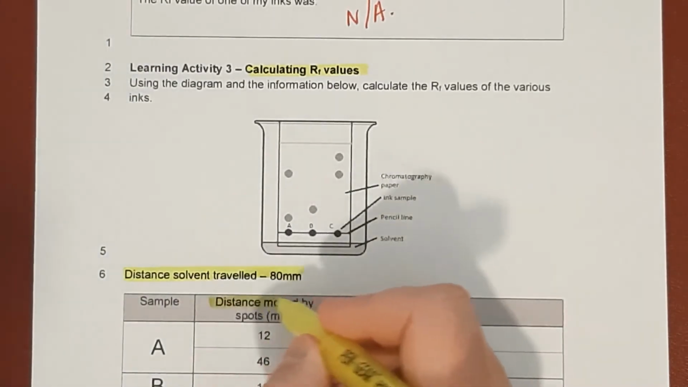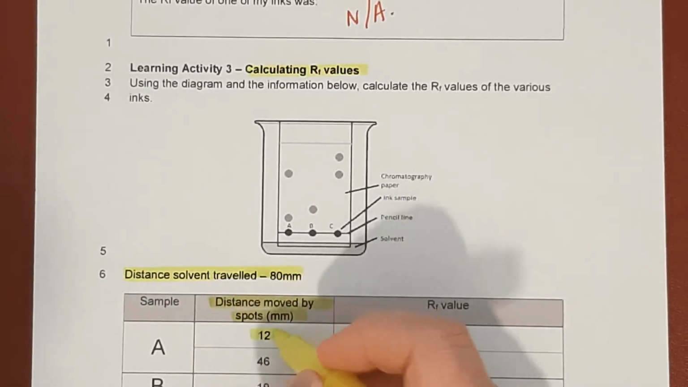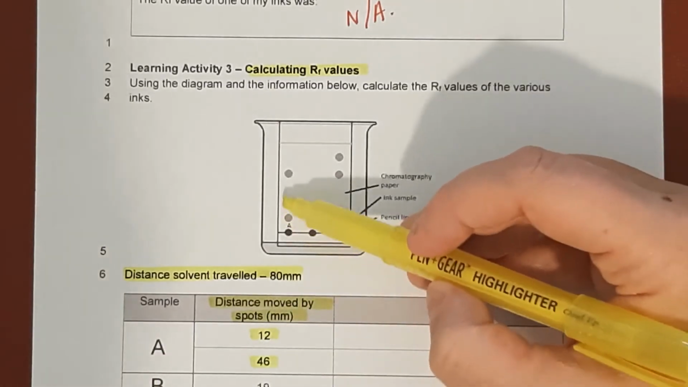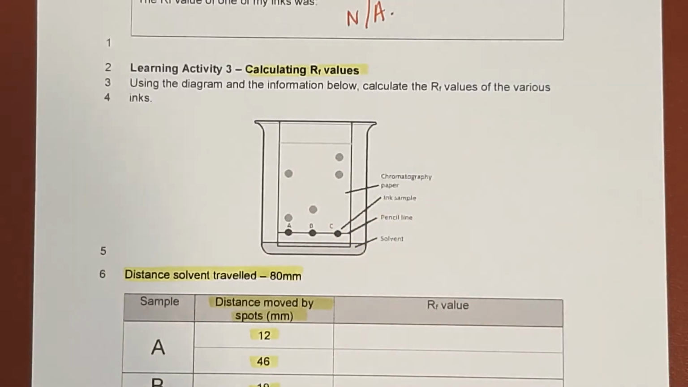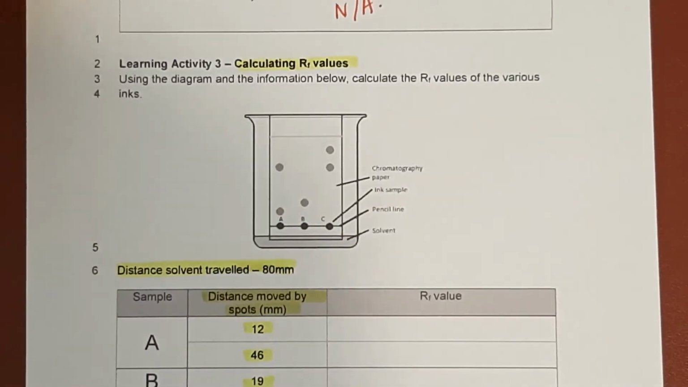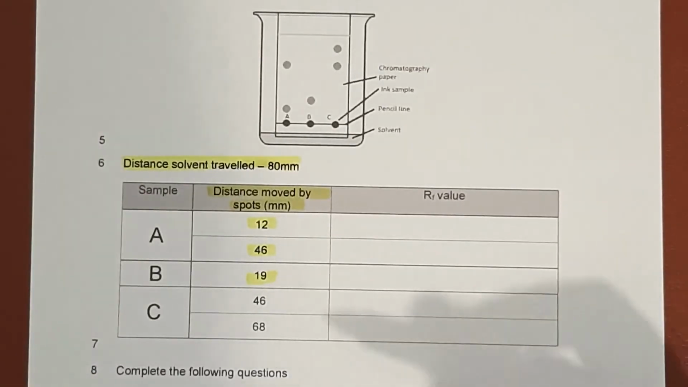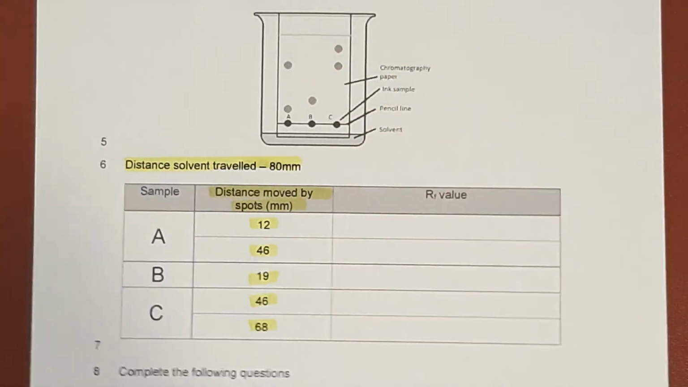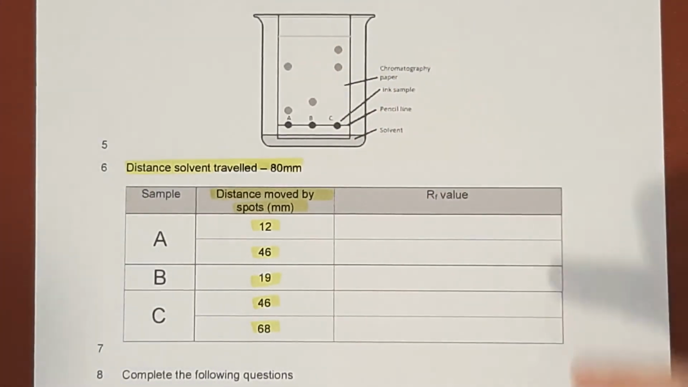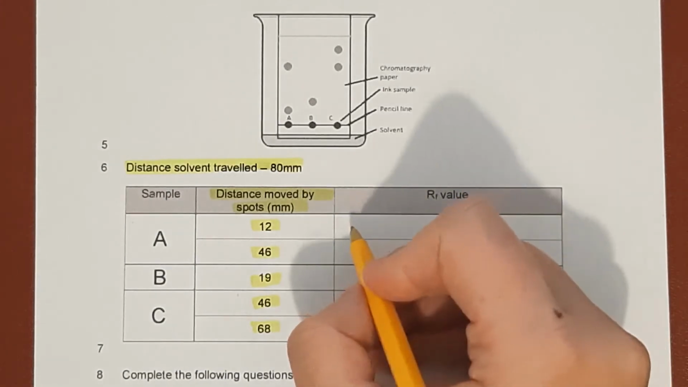And then we've got the distance moved by the individual spots. The two different spots for A are at 12 and 46 millimetres. The spot for B is at 19 millimetres. The spots for C are at 46 and 68 millimetres. So we're going to do the first one together, and then I'll let you pause the video and do the rest yourself. You might need to use the student notes page or a spare piece of paper if you need more room, that's fine.